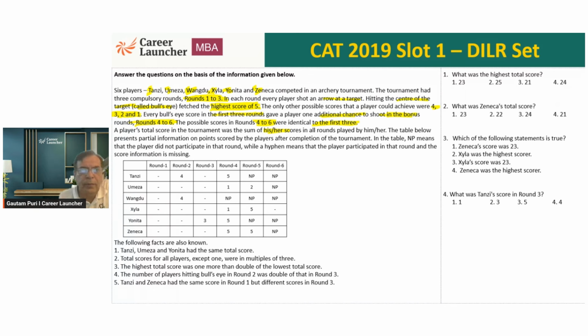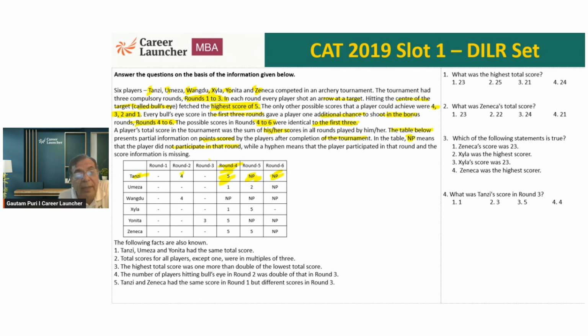Okay. The table below presents partial information on points scored by players after completion of the tournament. In the table, NP means that the player did not participate in the round. So Tanzi did not participate in round 5 or round 6. What does this mean? Tanzi has participated in round 4. That means she would have got one bullseye. In one of rounds 1, 2, 3 there will be a bullseye.